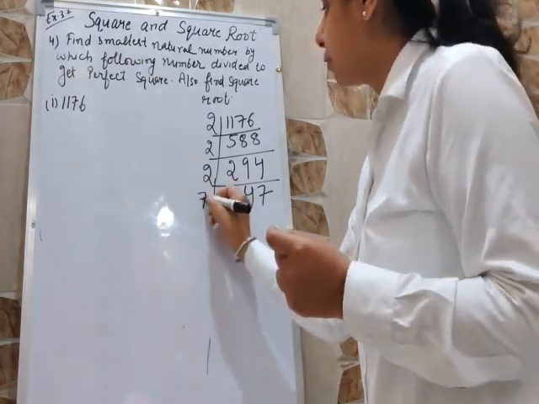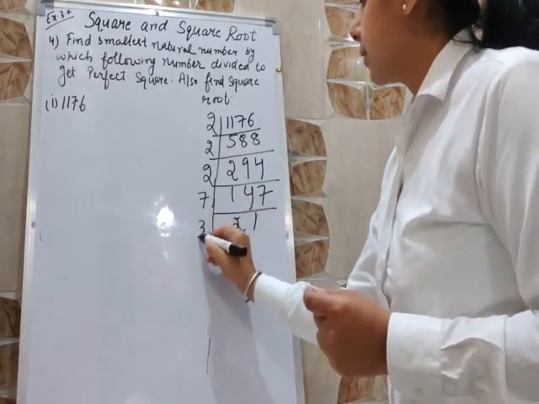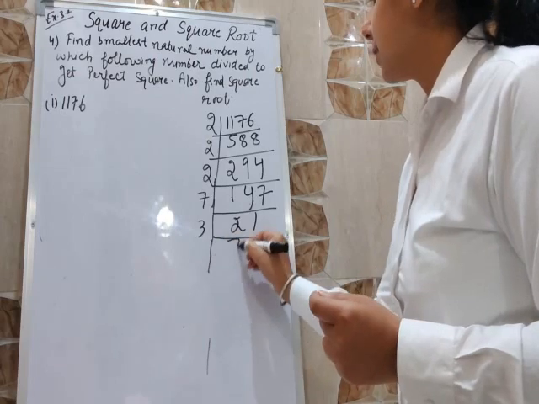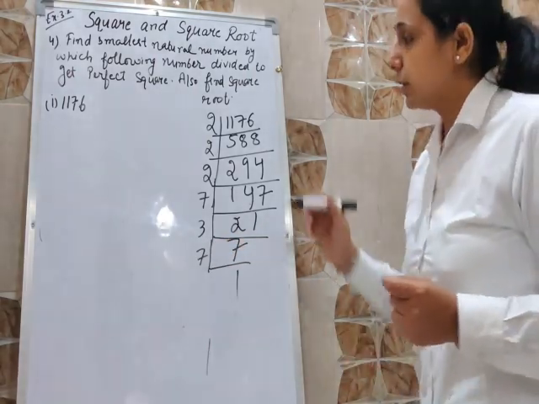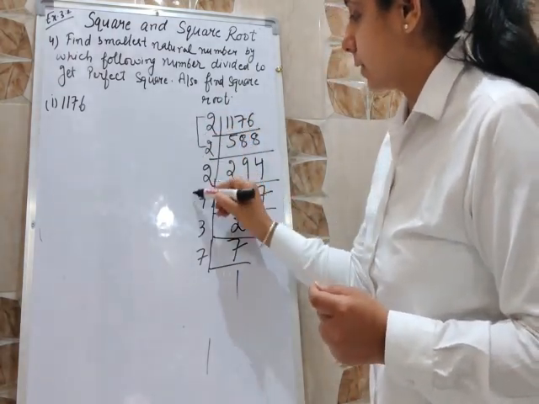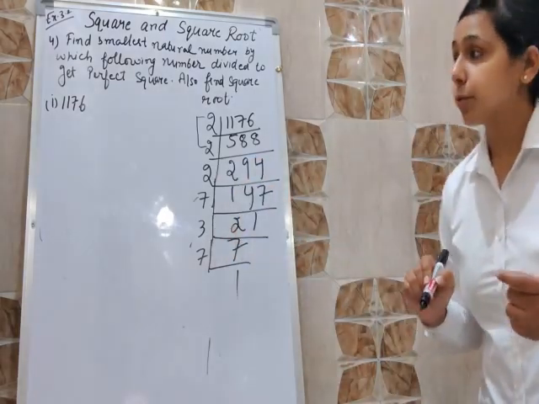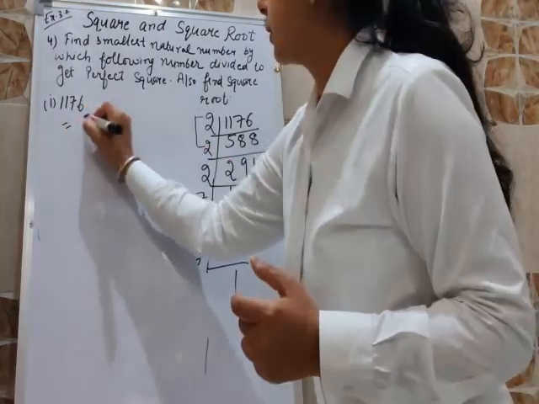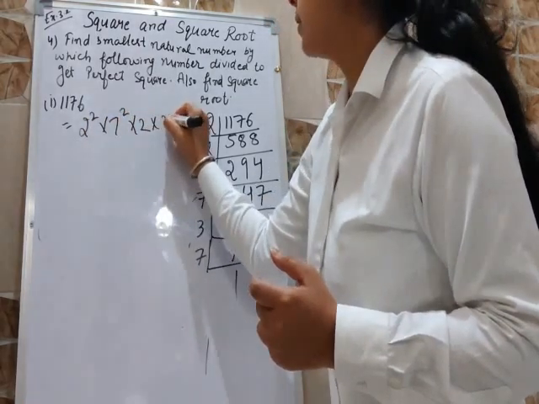So that means at the table of 7 that will go 21, 3, 7, 7 and 1. So look at the squares. 2 square is here and 7 square is here. So 3 and 2 are extra. So you have to write in the form 2 square, 7 square, 2 and 3.